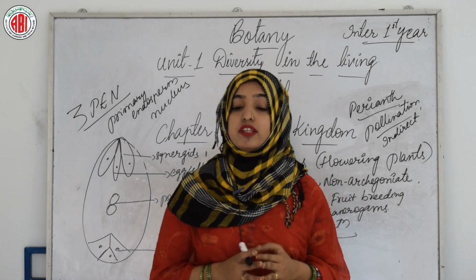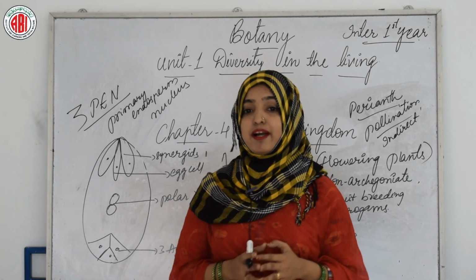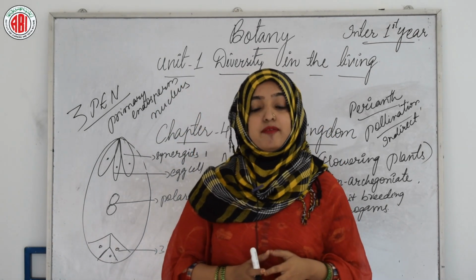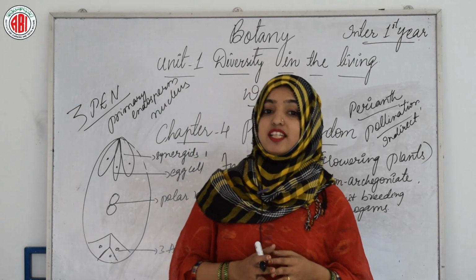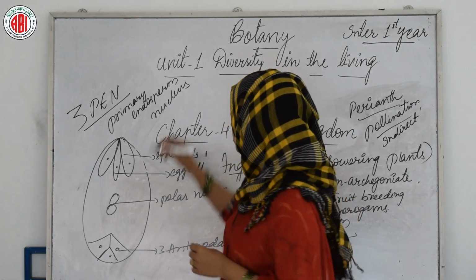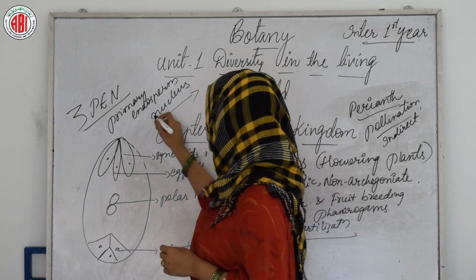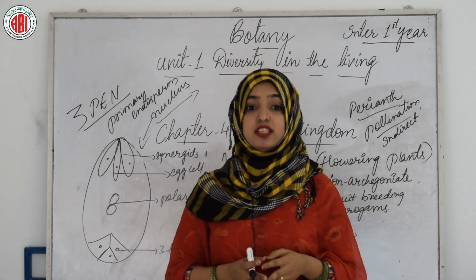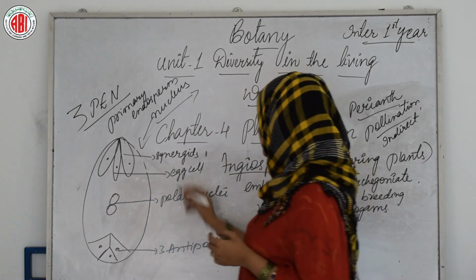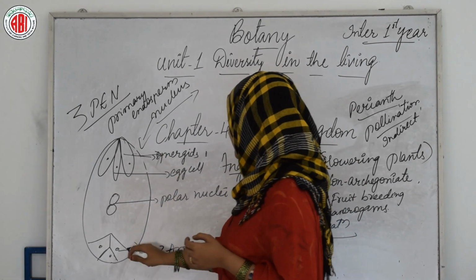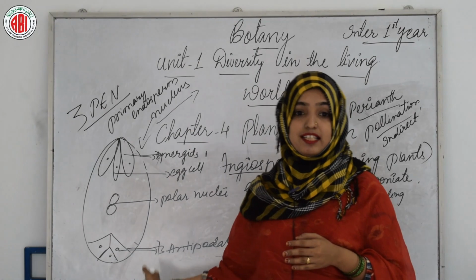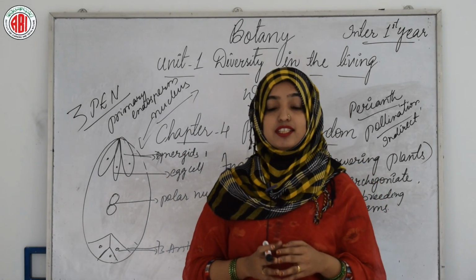The zygote develops into an embryo with 1 or 2 cotyledons, and the PEN, that is the primary endosperm nucleus, develops into endosperm which provides nourishment to the developing embryo. The use of this PEN is to provide nourishment to the embryo. And the synergids and the antipodals degenerate after fertilization. These synergids and antipodals degenerate after the whole process of fertilization.